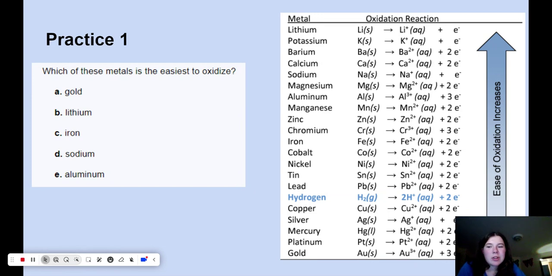Okay, practice one. Which of these metals is the easiest to oxidize? So as you can see on the side over here, the ease of oxidation increases as you go up the list. So we want the easiest, so that means we want the highest on the list possible. And gold is at the bottom, so that's out of the way. Iron is right here in the middle, but sodium is higher, so iron is out of the list. Aluminium is lower than sodium, so aluminium is out. But lithium is the highest of all, so that means it's the easiest to oxidize of all metals. So lithium is the answer.